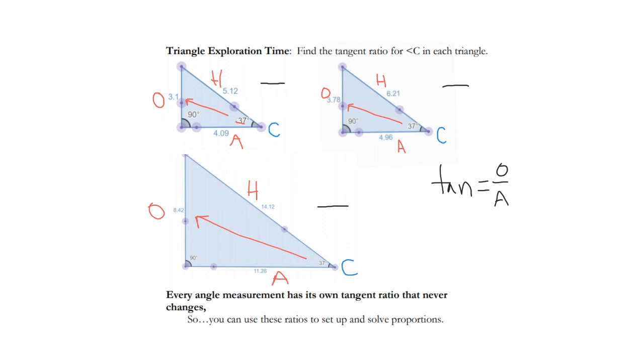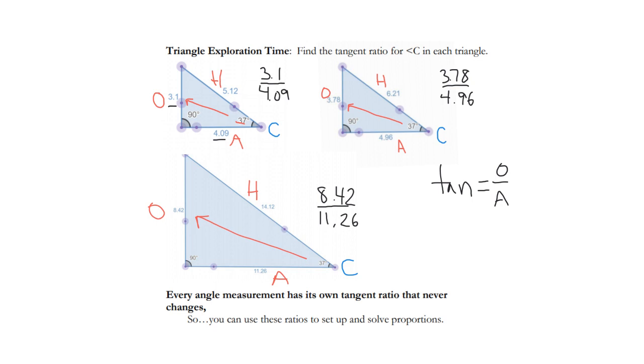So now I'm going to write my ratios. Opposite of this triangle is 3.1. It's right here. Adjacent is 4.09. What's the next triangle? Opposite is 3.78. Adjacent is 4.96. How about the third triangle? 8.42 is the opposite. 11.26 is the adjacent. Now, what does that help us see?